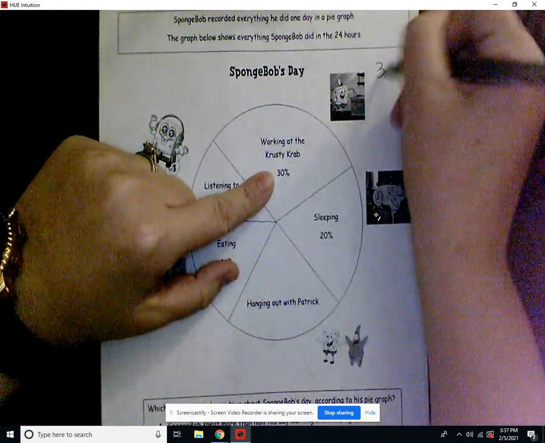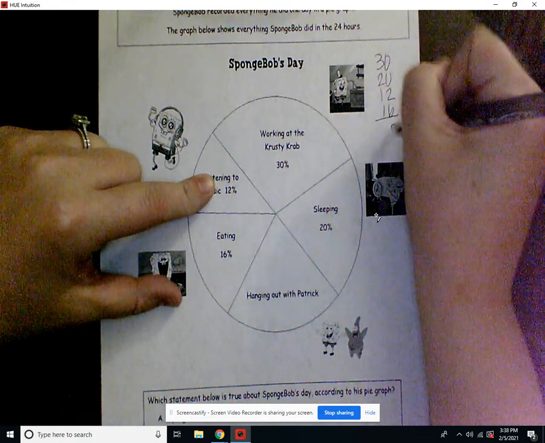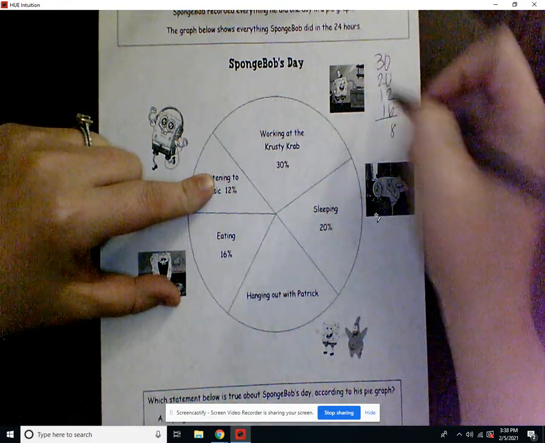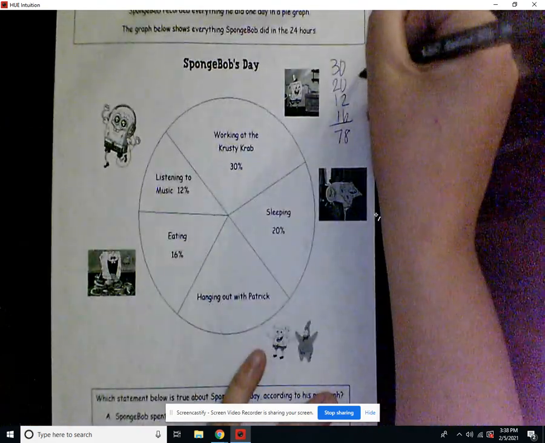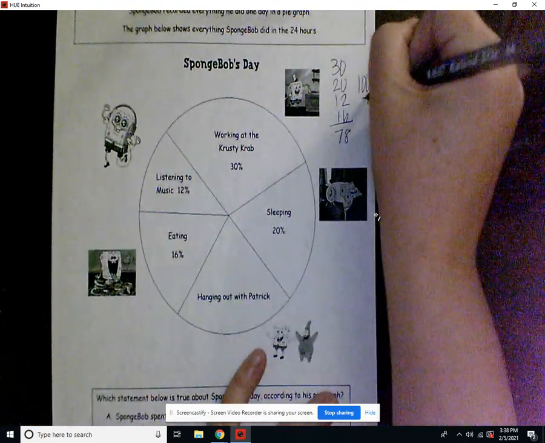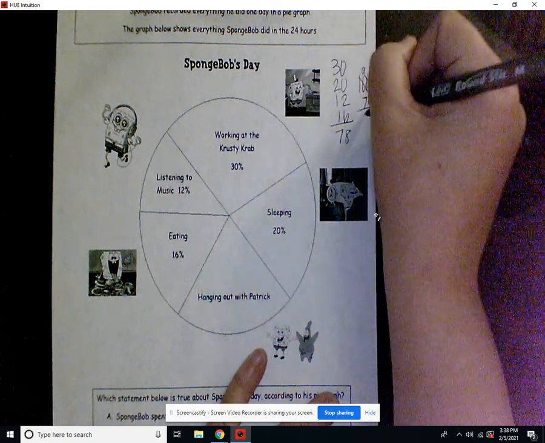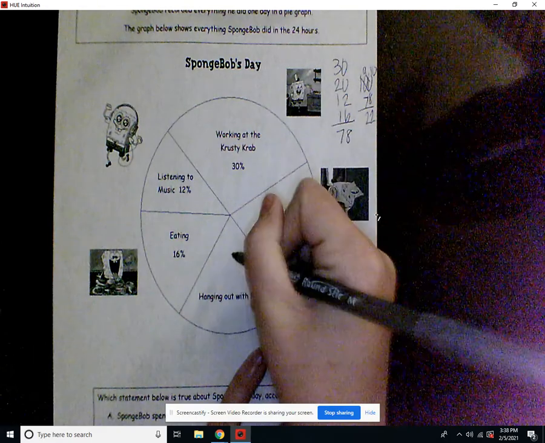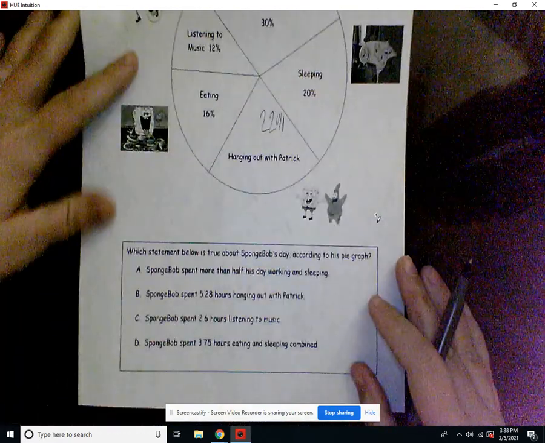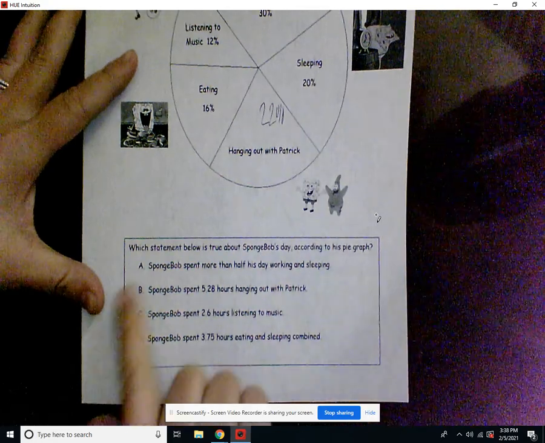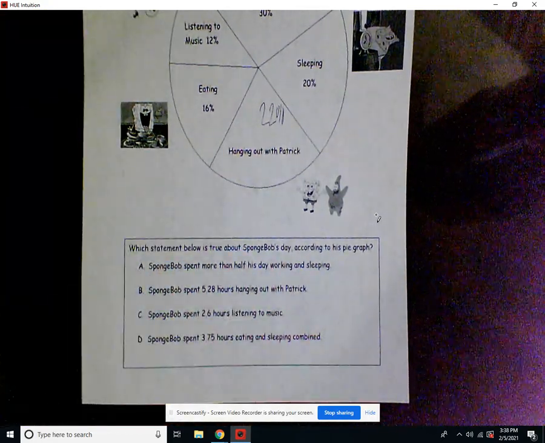So we've got 30, 20, 12, and 16, 5, 6, 7. So that's 78%. Subtract that from 100 to find our missing percent, and that's going to be 22%. Okay, so the question is what statement below is true about SpongeBob's day according to the pie graph?